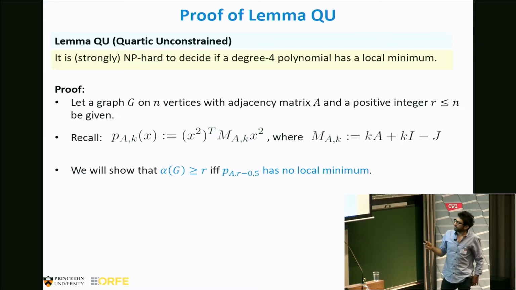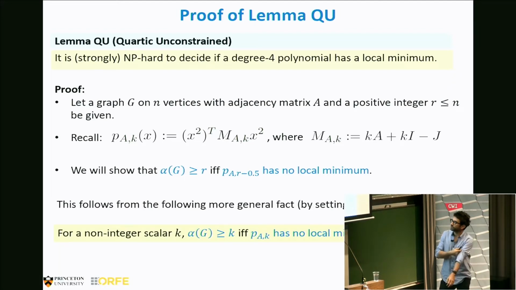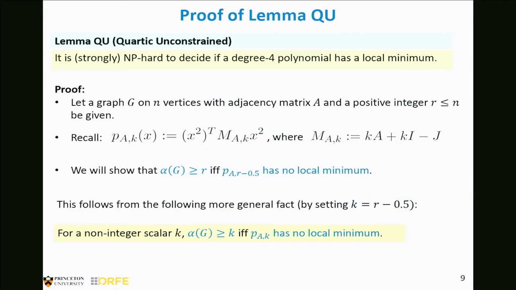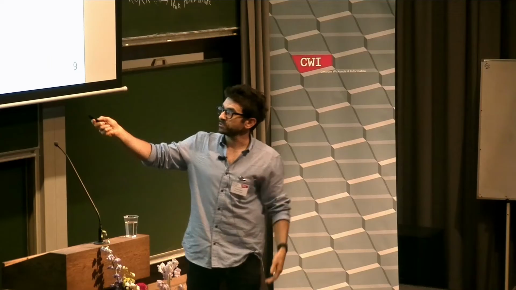All right, and this will follow if I can prove the following slightly more general statement, that for a non-integer scalar k, alpha is more than k if and only if PAK has no local min. So PAK is a quartic defined by the adjacency matrix, and then a rational but not integer number k. Okay? Why does this imply that? Because if this is true, I can then apply it with k equal to R minus a half. I'm going to get that this polynomial has no local min if and only if alpha of G is more than or equal to R minus a half. But because R is an integer, that's the same thing. If you're more than R minus a half, you're more than R. So this is the same thing.